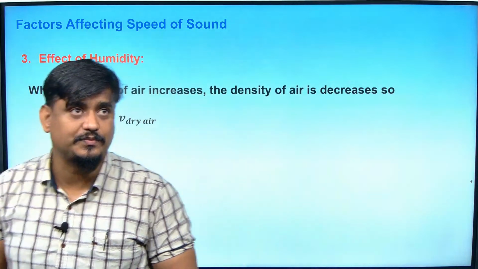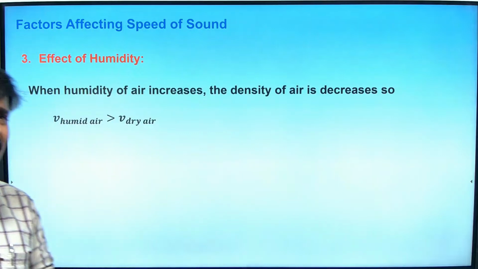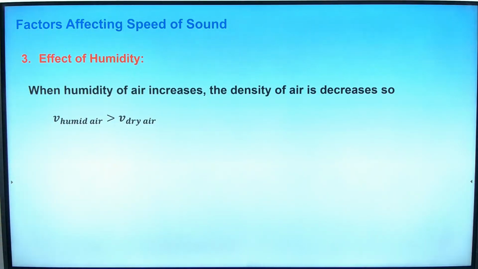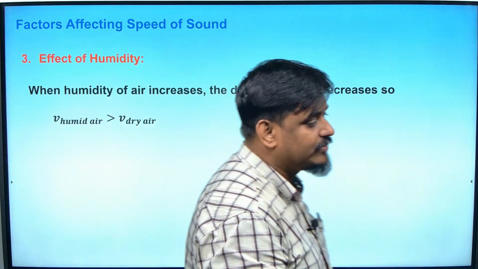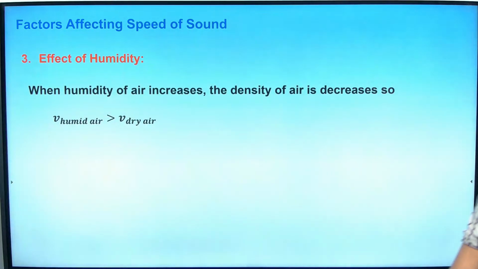Can we also look at it as sound travelling in liquids? Exactly, it travels faster in liquid. That way also you can think. You are thinking in terms of the medium itself changing. Yeah, you can think in that way. Humidity is adding some liquid content to the air, isn't it?